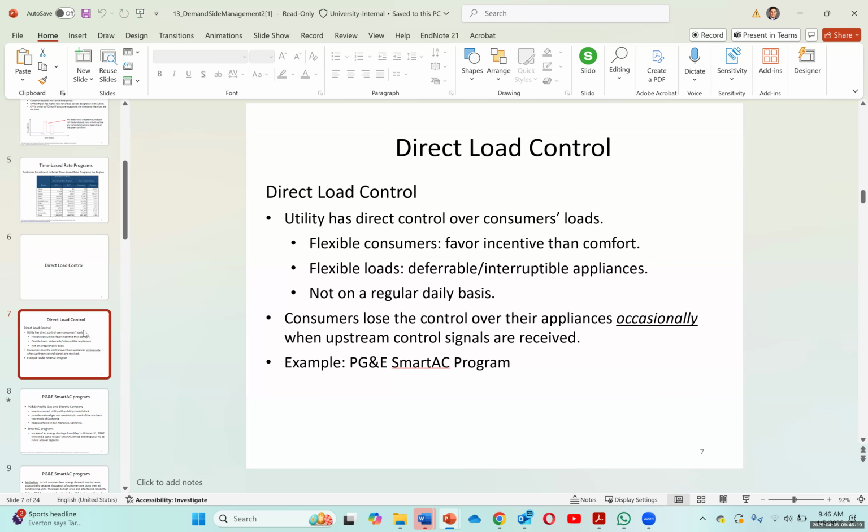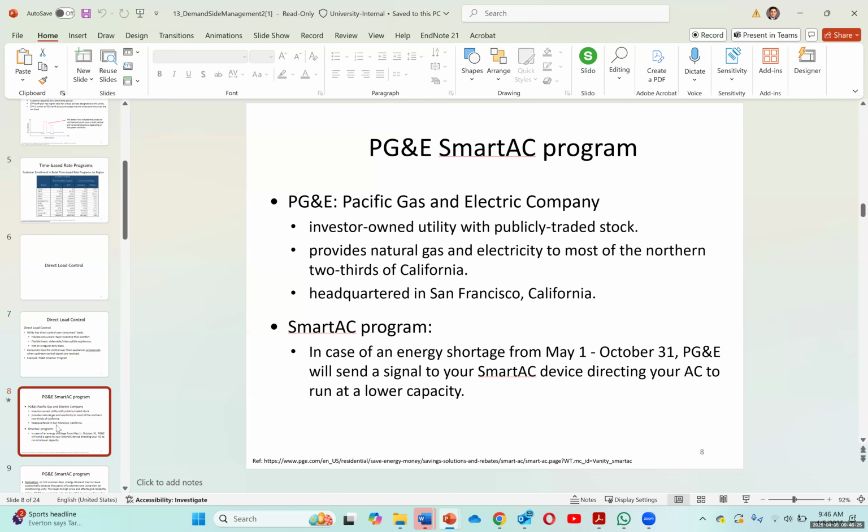One example is the PG&E Smart AC program, which is in California. PG&E is the Pacific Gas and Electric Company. It's an investor-owned utility with publicly traded stocks. It provides natural gas and electricity to most of the northern two-thirds of California, and its headquarters is in San Francisco, California. PG&E has a smart AC program, and it's usually between May 1st and October 31st during the hot season.